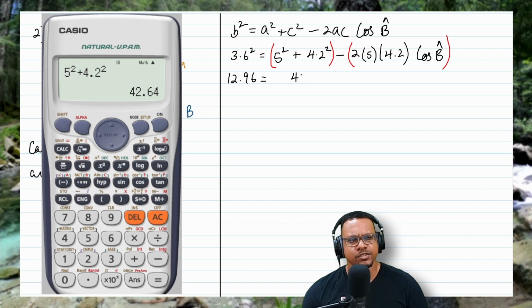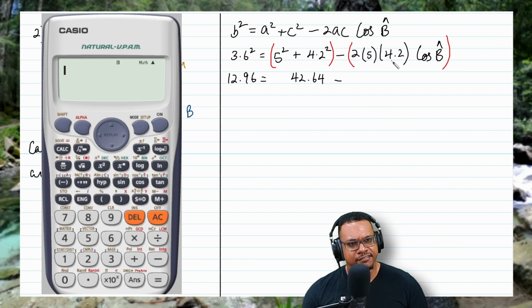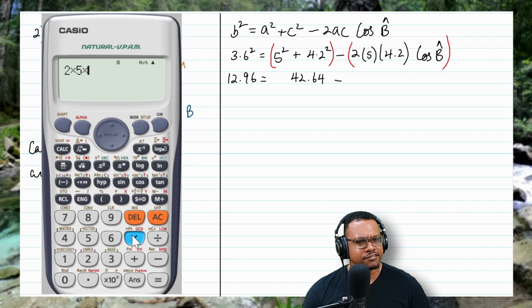So I'm going to write 42.64, take away. And what I'm going to do is we'll call this 2 times 5 times 4.2. So I'm going to have 2 times 5 times 4.2. Press equal.